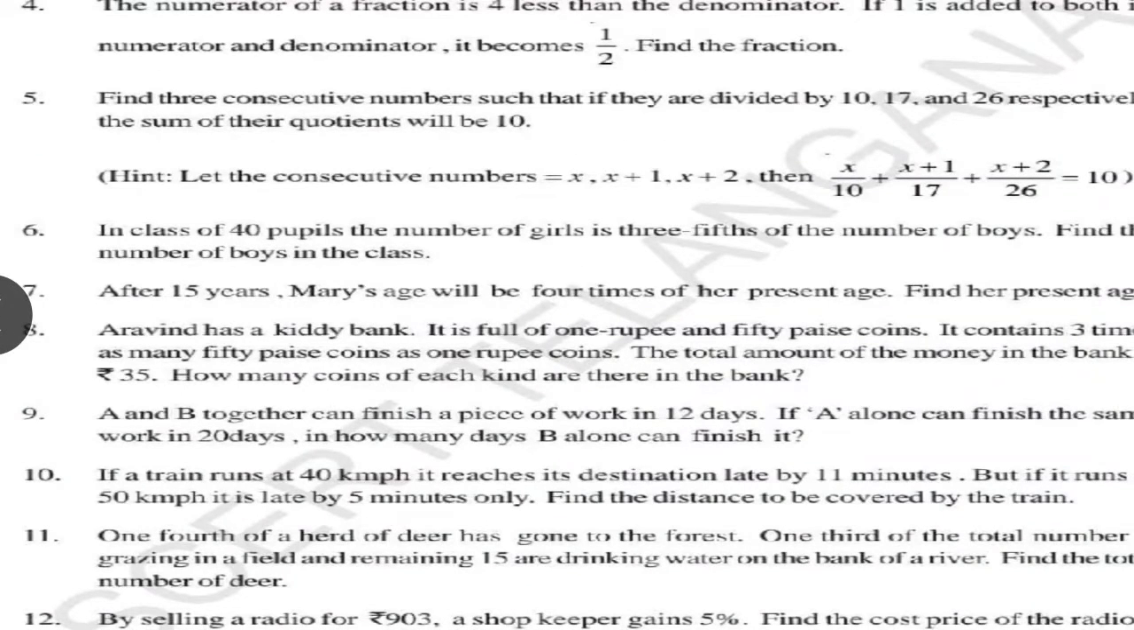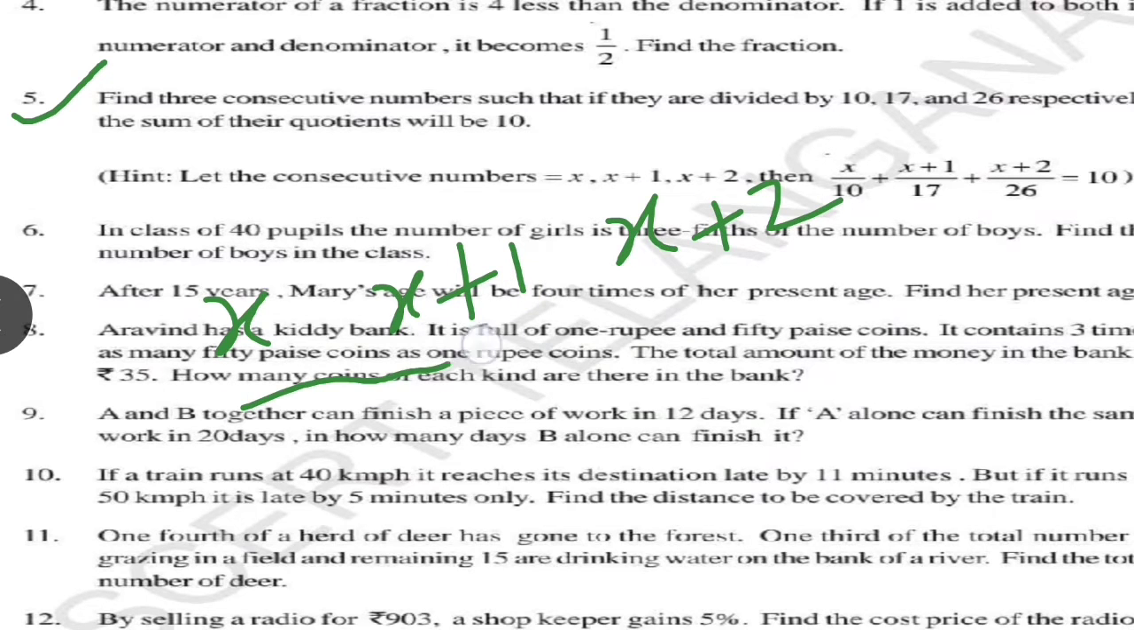Here the 5th question is, find 3 consecutive numbers such that... 3 consecutive numbers means, for example, the first number is x. The next number will become x plus 1. The next number x plus 2. So these are the 3 consecutive numbers, which are divisible by 10, 17 and 26 respectively.